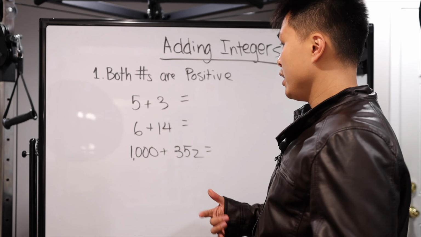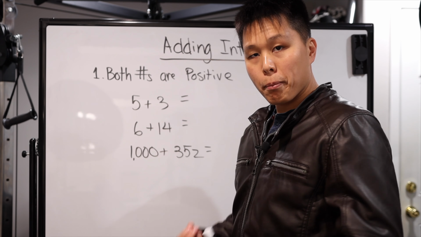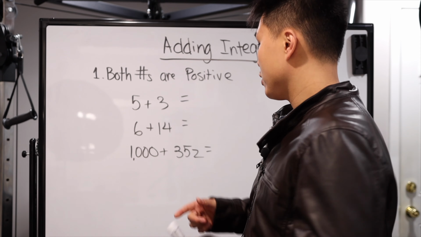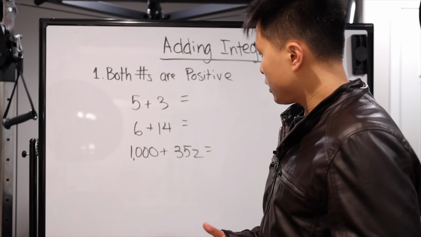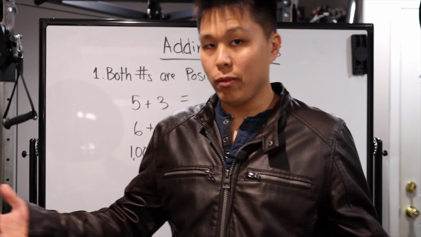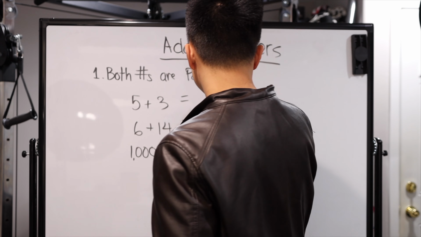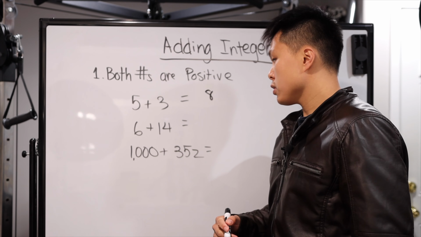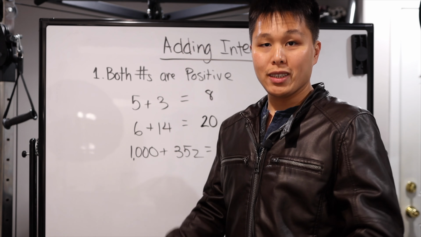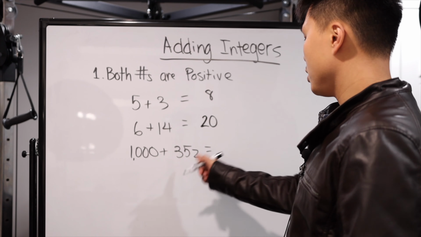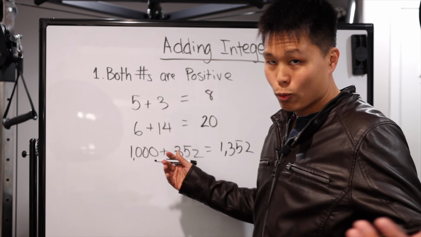Alright, so the first case is by far one of the easiest cases, right? It's when both numbers are positive. When both numbers are positive, it's fairly simple. First and foremost, these are all integers, as you can see, right? And what you do in this case is you just add it like you would normally add in basic arithmetic. So for example, the first one, 5 plus 3, well, fairly simple, that's 8. Second one, 6 plus 14, that's 20. And the third one is a large one, but it's still the same thing. You're adding it. 1,000 plus 352 is 1,352. So the first case, one of the easiest.